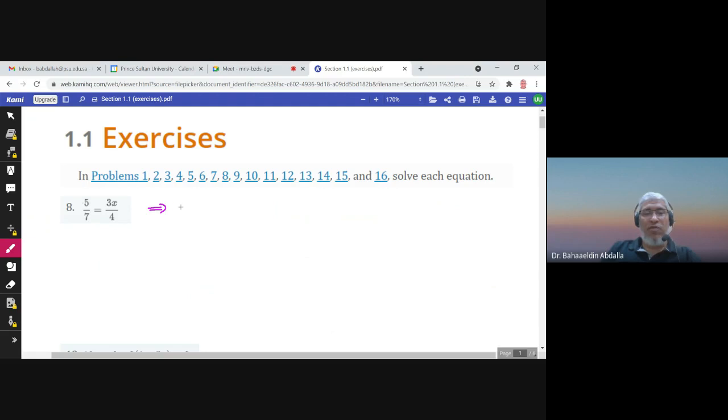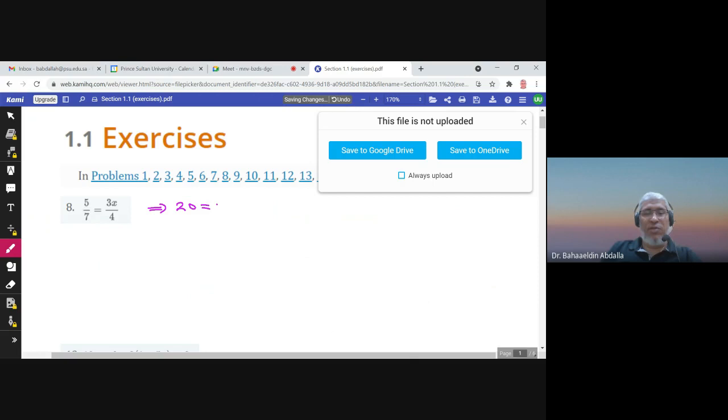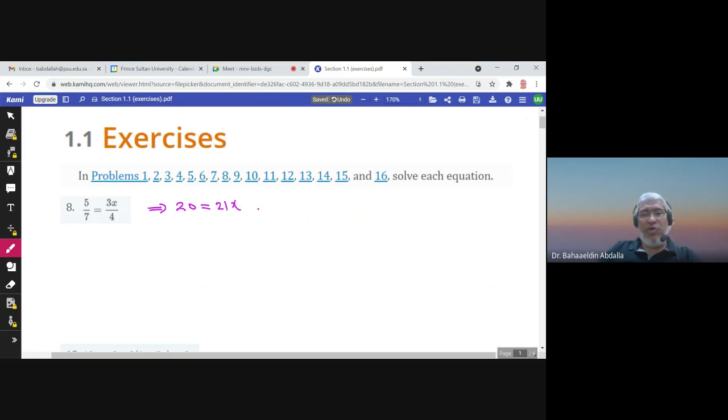4 times 5 is 20, and 3 times 7 is 21x. And then I can divide by 21. So x would be 20 over 21. And there is no common factors between 20 and 21. If you use the calculator to simplify, it will give you the same answer. So this is one way to solve the equation.